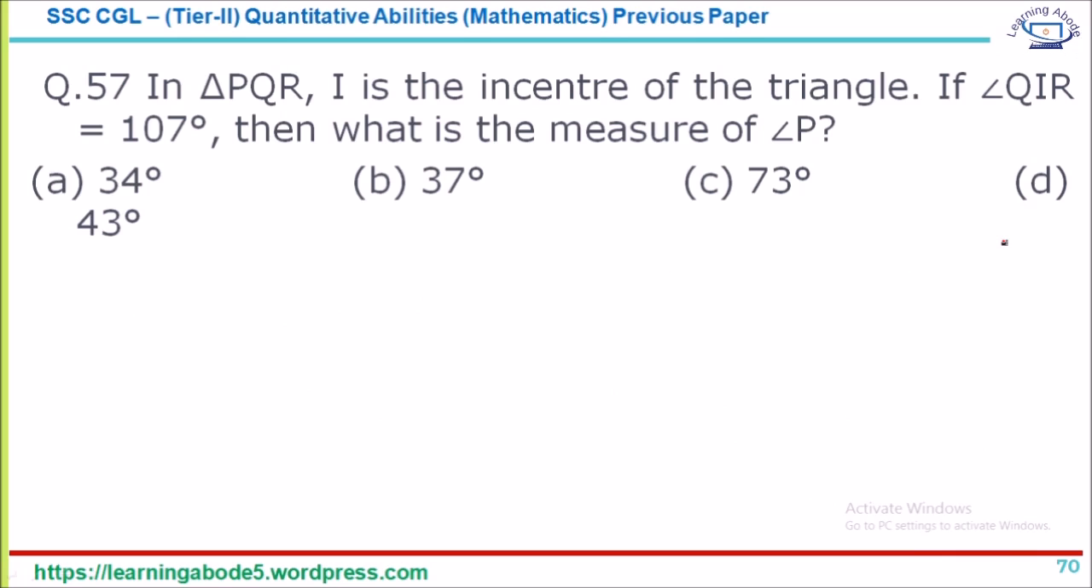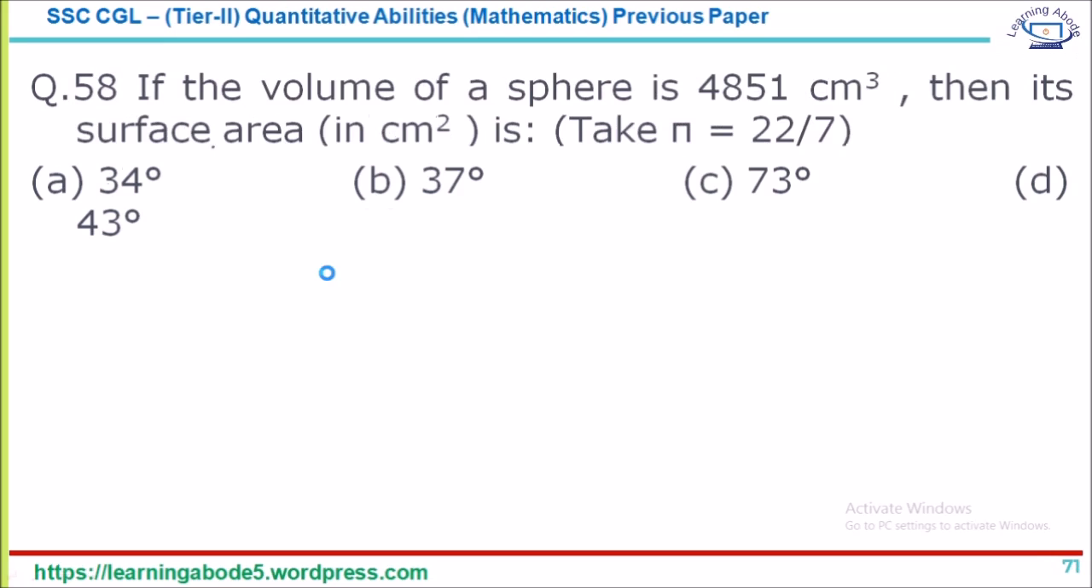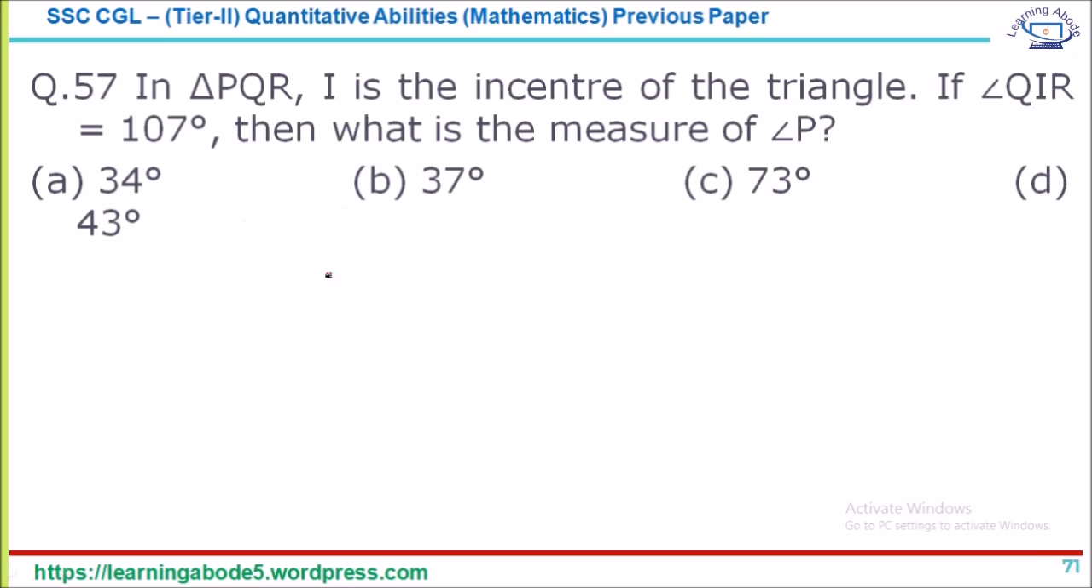The next question: in triangle PQR, I is the incenter of the triangle. If angle QIR equals 107, what is the measure of angle P? I think there are many similar questions based on this. Now, we can draw it like this.